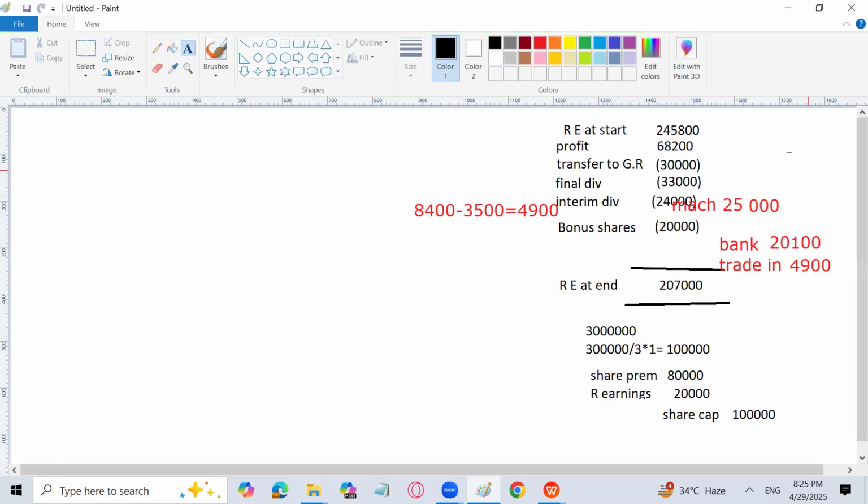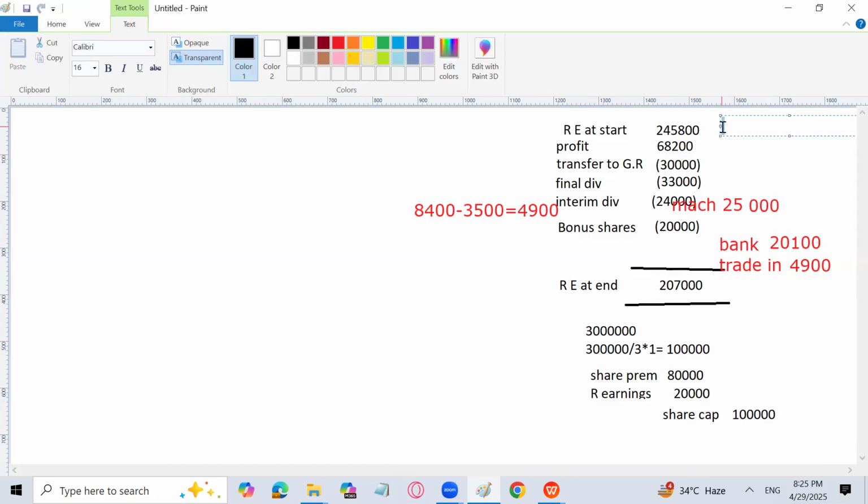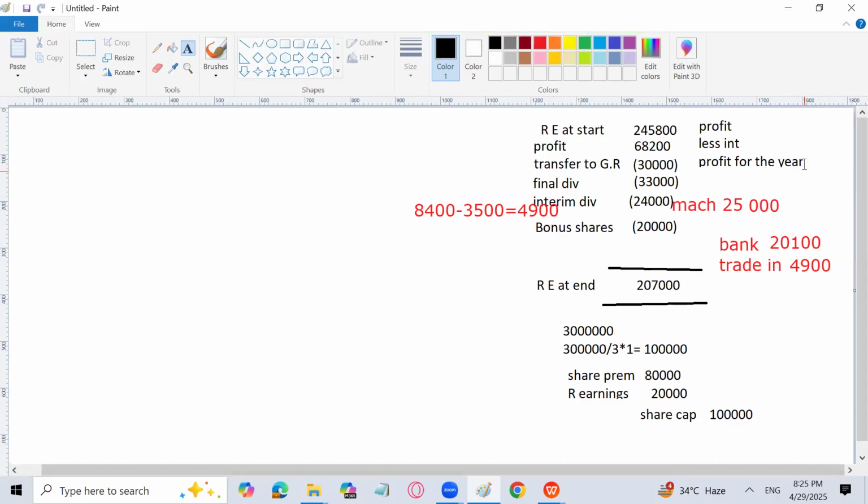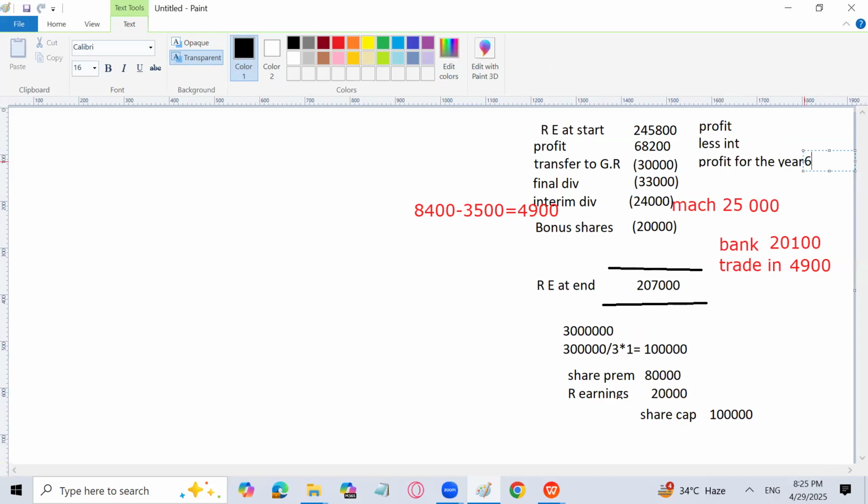Now I can calculate profit from operation, because we need profit from operation actually. And from profit from operation, we subtract interest and then we get the profit for the year. So profit for the year we have already calculated, and that is 68,200.